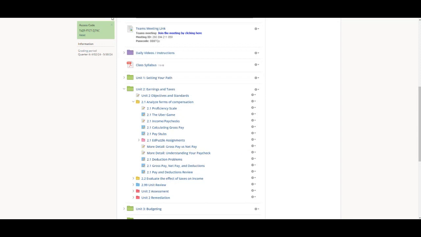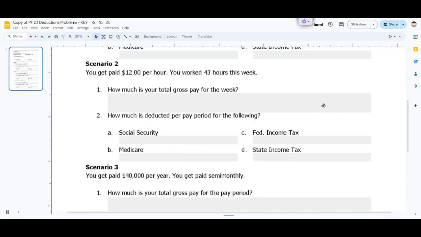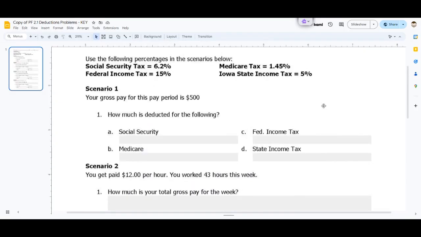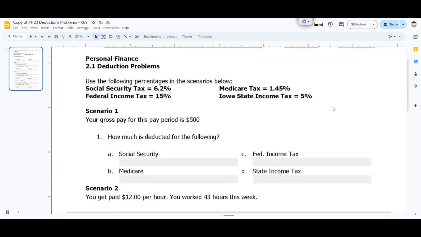We have this one worksheet, 2.1 deductions problems. All right, so I'm going to go over this, so pull yours up so you can follow along. In some cases, we're told what gross pay is, and in others we need to calculate gross pay first. And then we're just working on using those tax percentages to calculate what the deductions would be.